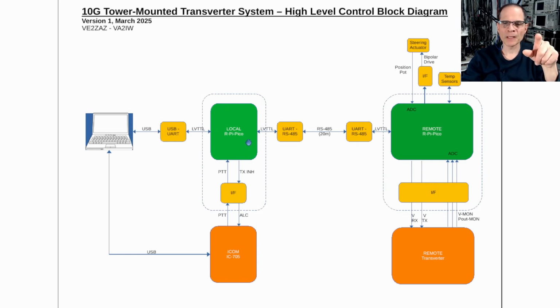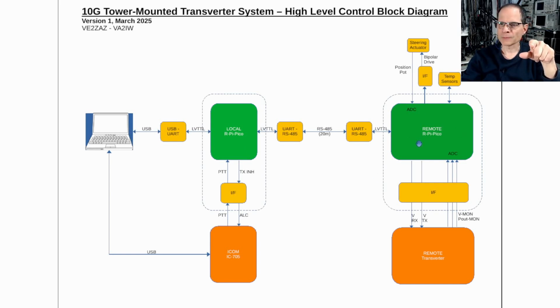The Raspberry Pi Pico will take care of detecting the PTT coming from the radio through an interface circuit and allowing the ICOM 705 to transmit RF power only and only when the whole system is ready in transmit mode, ready to put out a lot of power. So that's an important function here from the local Raspberry Pi Pico.